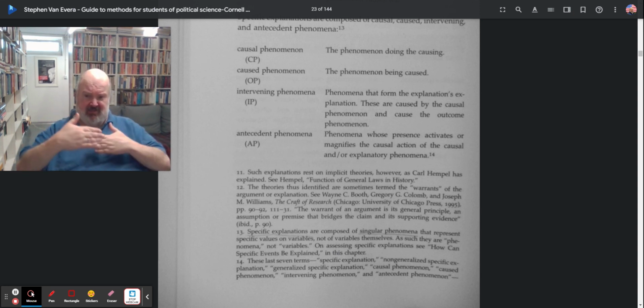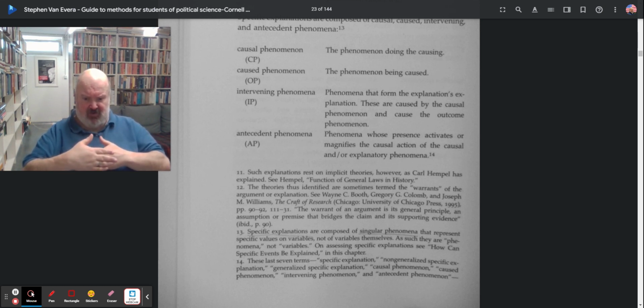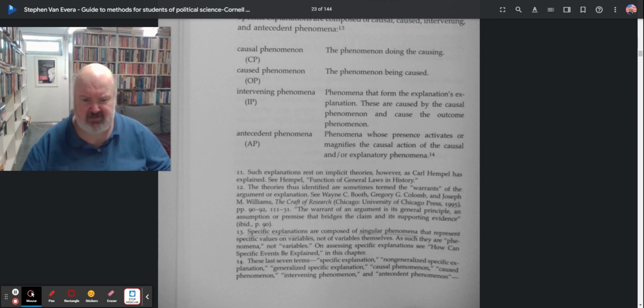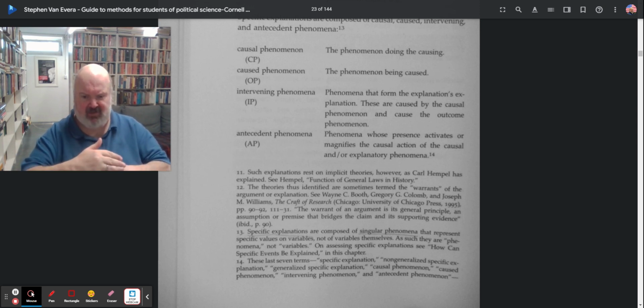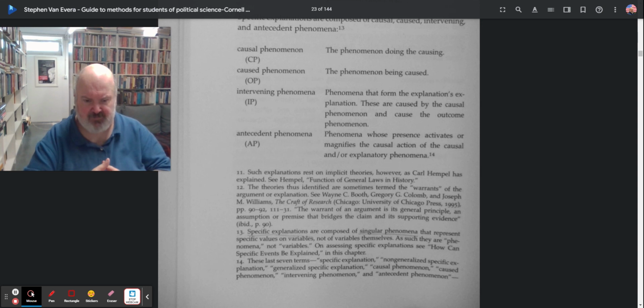In other words, this is affecting that, but it's not that. He's saying a singular phenomenon represents specific values on variables, not the variables themselves. So these things are impacting or affecting the variable. They are composed of singular phenomena, right, that are acting on the variable. They're not a variable themselves. They are phenomena, not variables. Okay.